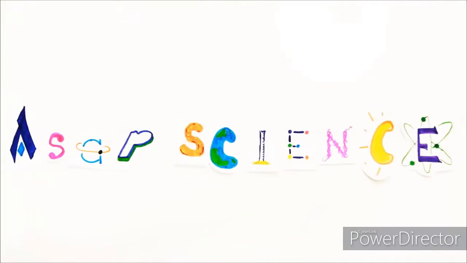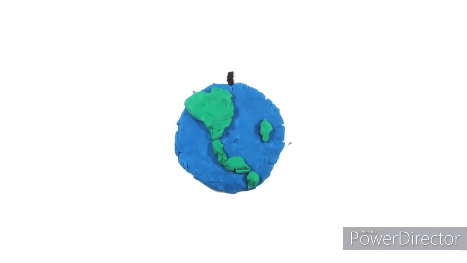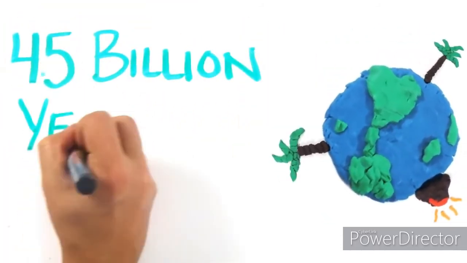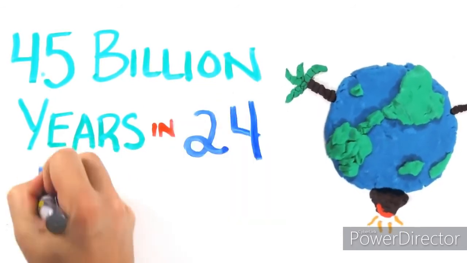With an estimated 3.8 billion years of existence and evolution on Earth, it's an odd thing indeed. So how did we get here? And what would the Earth's 4.5 billion year timeline look like compressed into a normal day of 24 hours?